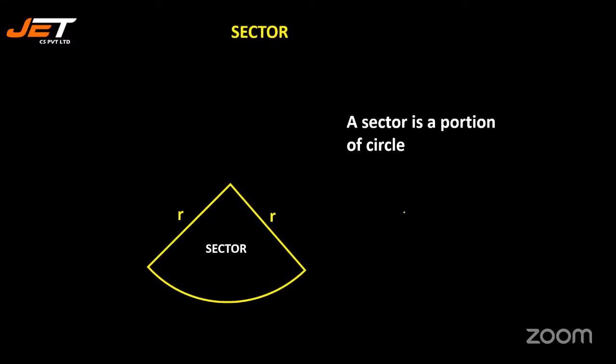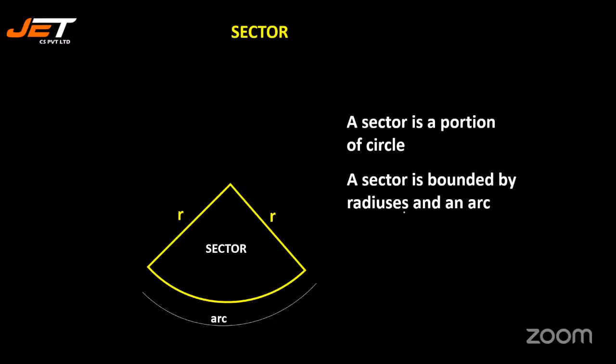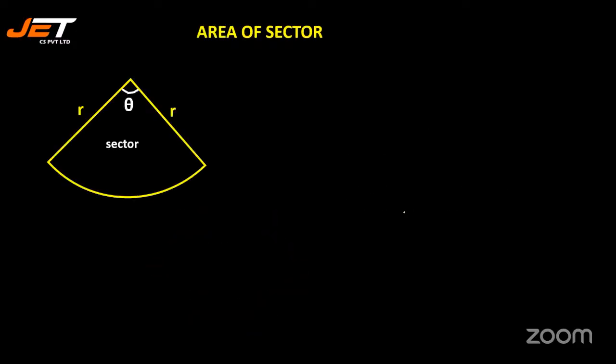Now we are just taking the sector alone. What is a sector? A sector is a portion of a circle. You can see the arc, the one which is beneath. A sector is bounded by radii and an arc. We have two sides of radius, and we have the length of the arc, which is called L.